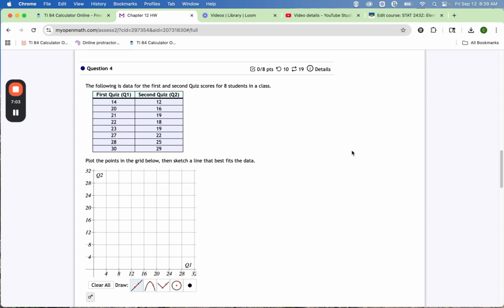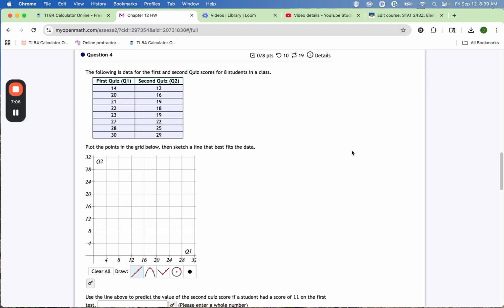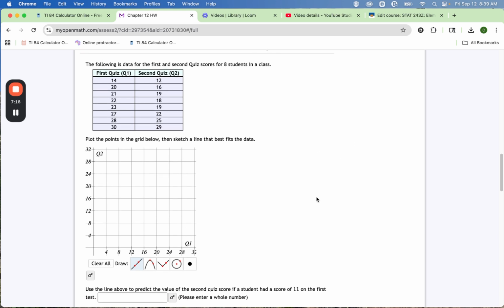All right, 4. So this one you may have to have a little bit of perseverance on, because MyOpenMath sometimes doesn't like exactly where you put stuff. But what we are going to do is put these points out here. I'm going to choose my dot, and I'm going to put these points. So 14, 12 is right there. Okay, then 20 and 16 is, oh, that's on the crosshairs. That's nice. I like when that happens.